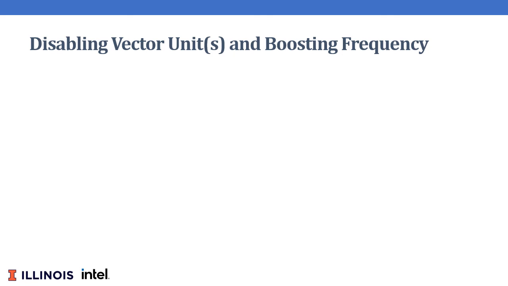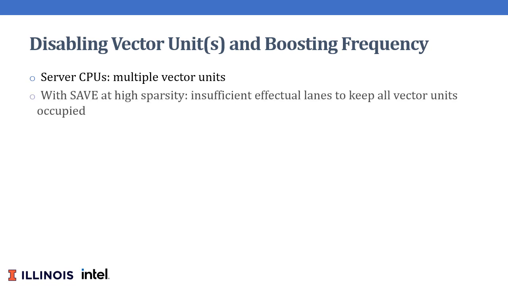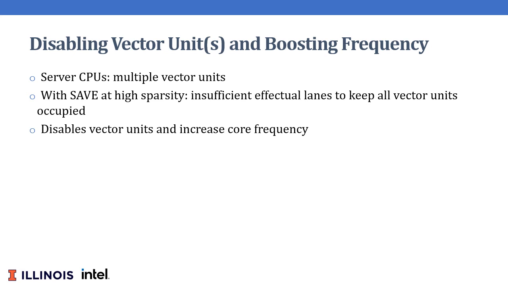The last technique SAVE employs comes from the observation that server CPUs often have multiple vector units, and the vector units are power hungry. With SAVE at high sparsity, there are insufficient effectual lanes to keep all vector units busy. Consequently, SAVE can disable some of the vector units and then increase the core frequency according to the sparsity level.